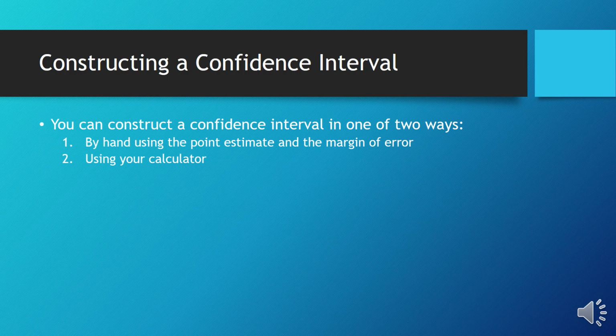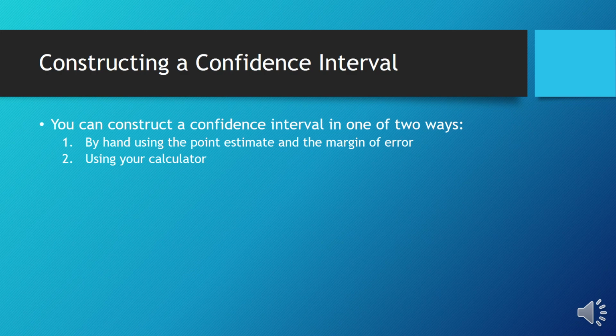Now, there's two different ways, like I mentioned before, that you can construct a confidence interval. You can either do it by hand using a point estimate and what's called the margin of error, and this just sort of gives you a little bit of padding on either side of that point estimate. And depending on your specified confidence level, like 90%, 95%, 99%, that'll determine how large or how small your margin of error is.